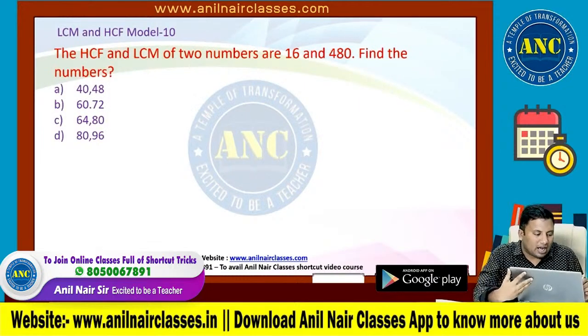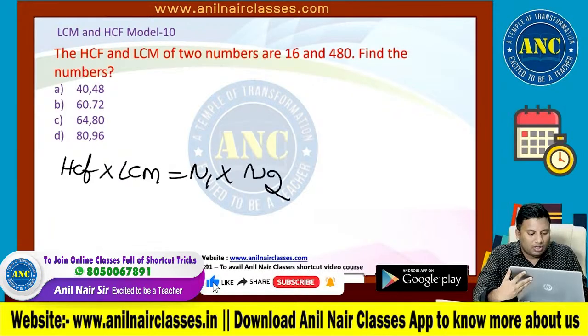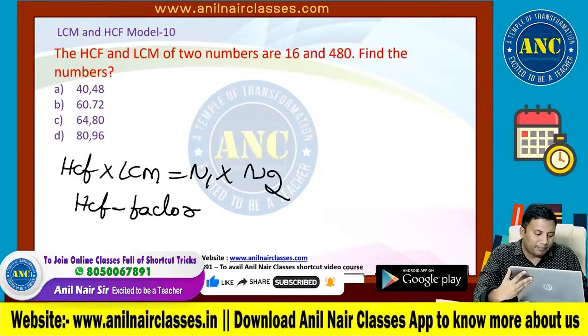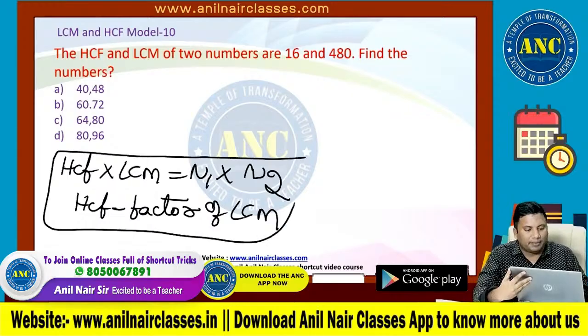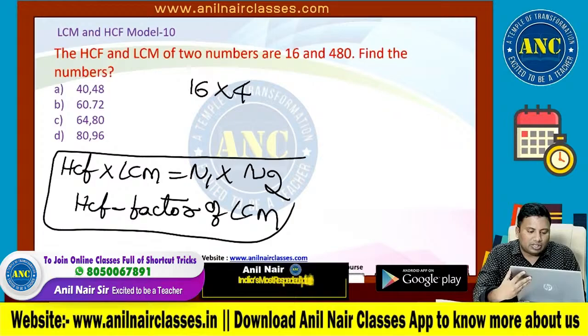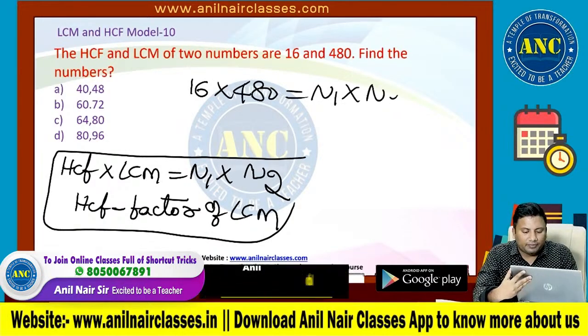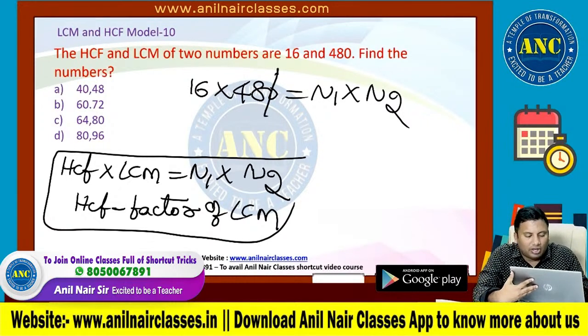Now, what is the concept? HCF into LCM is N1 into N2. It is valid when HCF is a factor of LCM. Here the HCF is 16 and the LCM is 480; find the numbers. You don't need to use any common sense. If I eliminate the 0 in the question, the 0 also I will eliminate.